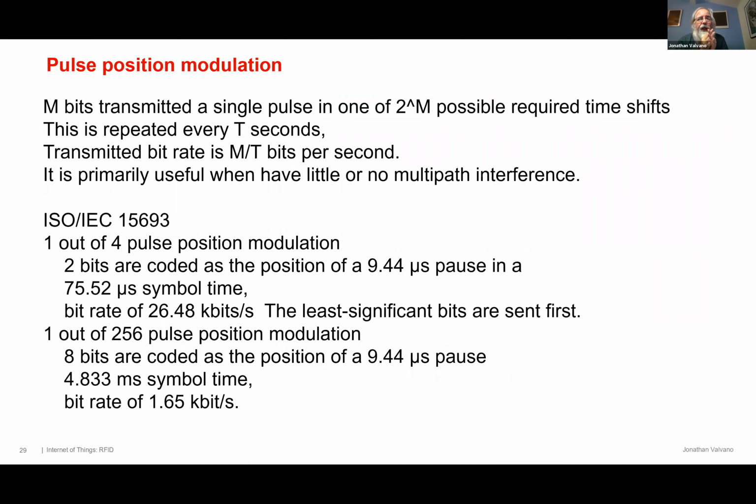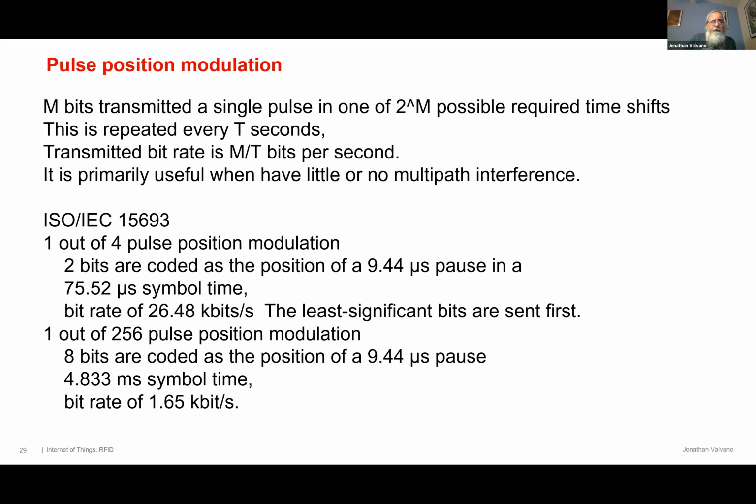You basically have a fixed time period T, and then you give it a pulse somewhere in that time period, in 2 to the M different places. You give it the pulse, and so that will encode M bits per symbol. For instance, a 2-bit symbol means you have 4 different places you could put the pulse in every time symbol, and the symbol time here for 1 out of 4 is 75 microseconds. But you got 2 bits in that 75 microseconds.